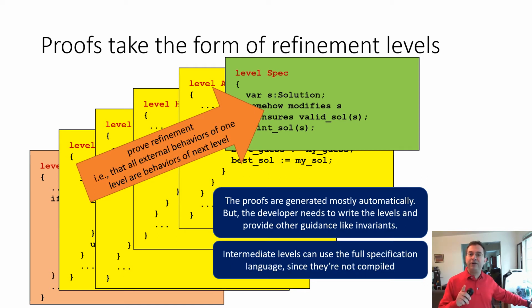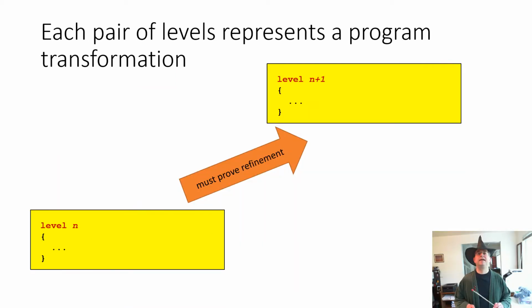So we're free to use in level 1 and above all of the specification features like unbounded size integers and atomic blocks, because those levels are not going to be compiled. They're only useful for proof purposes. So every pair of levels represents a transformation of one program to a more abstract version of it.